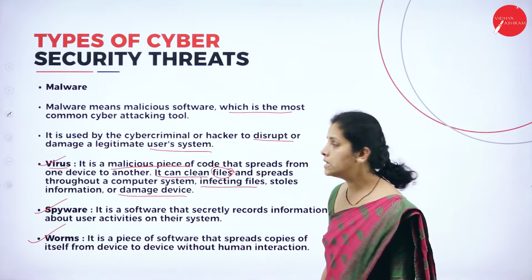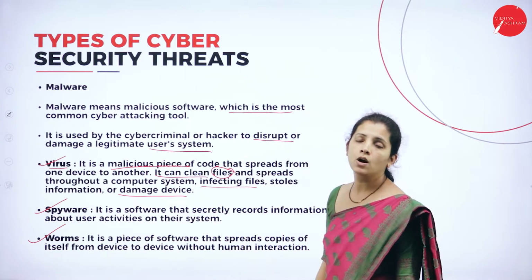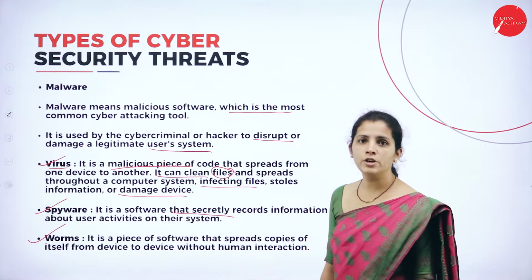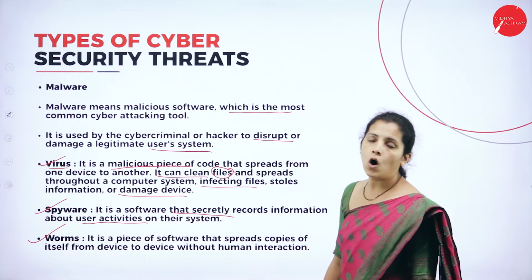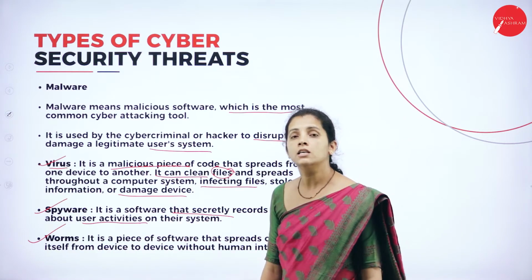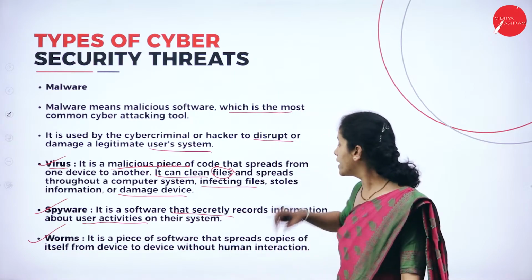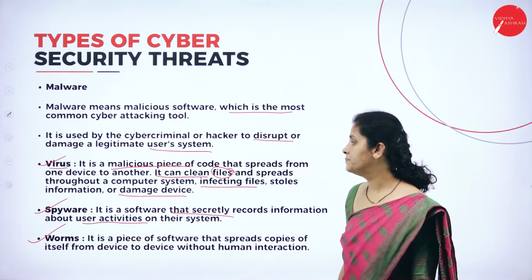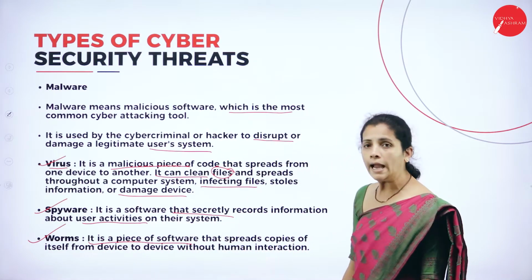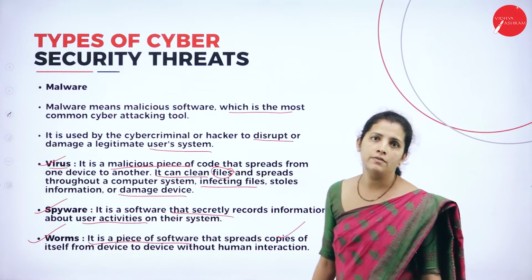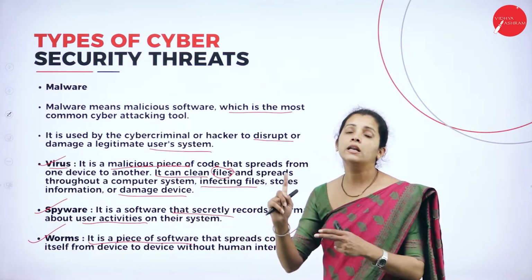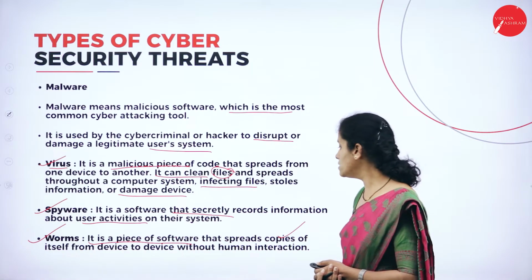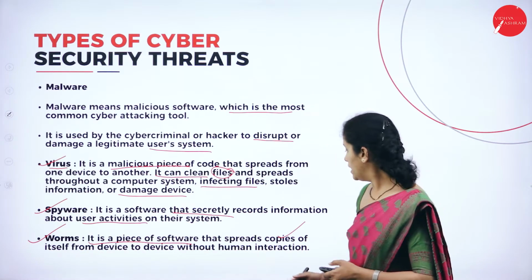The next type of malware here is spyware. So what is spyware? Once again, it is malicious software that secretly records information about user activity on their system. That means by using spyware, anyone can record the information about user activity. And the last one, worms. It is a piece of software that spreads copies of itself. That means worms are responsible for replicating themselves, and they spread from one device to another device without any human interaction.